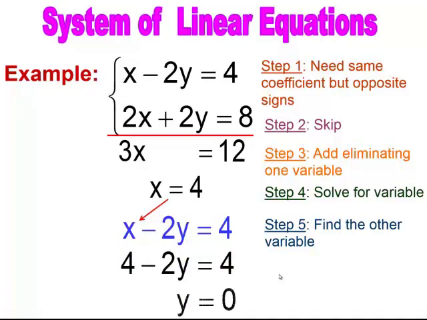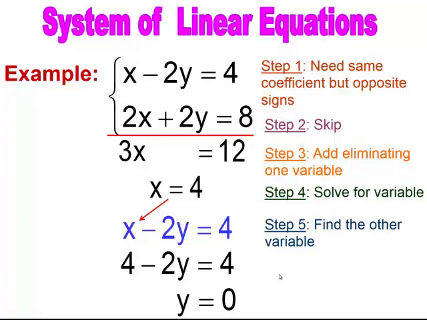And this is a two-step. I'm going to subtract 4 from both sides. I end up getting negative 2y equals 0. And then when I divide through by negative 2, 0 divided by negative 2 equals 0. So I end up getting my y value equals 0.